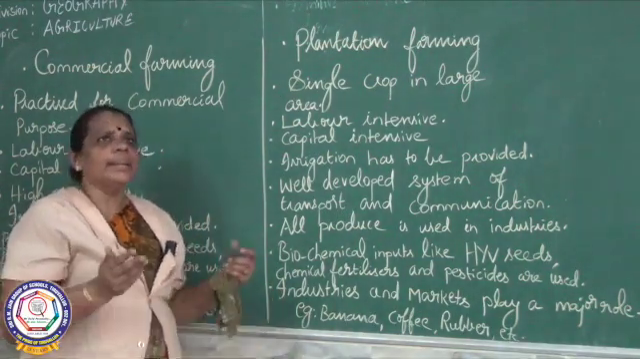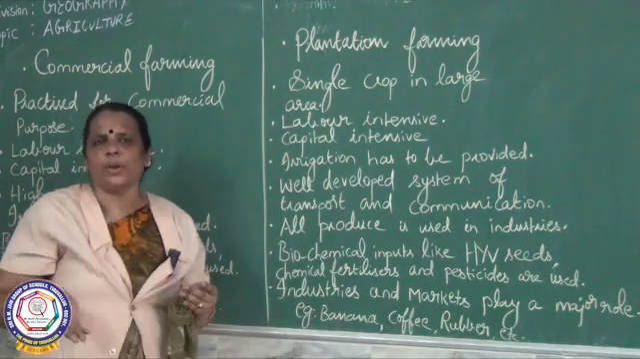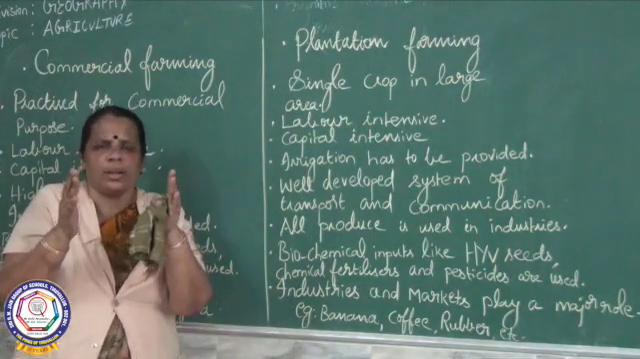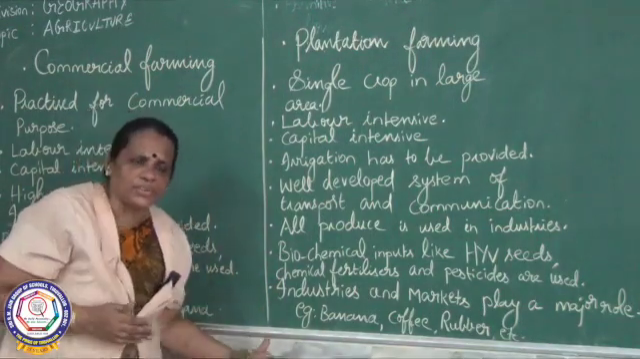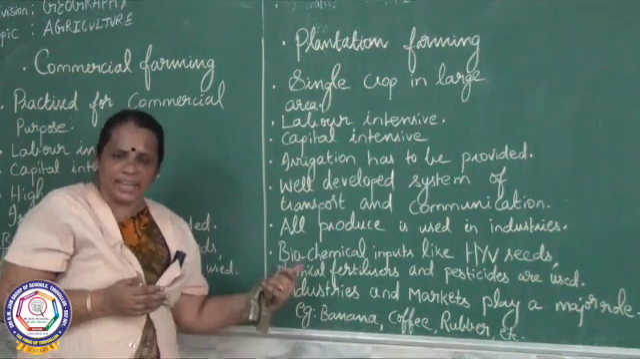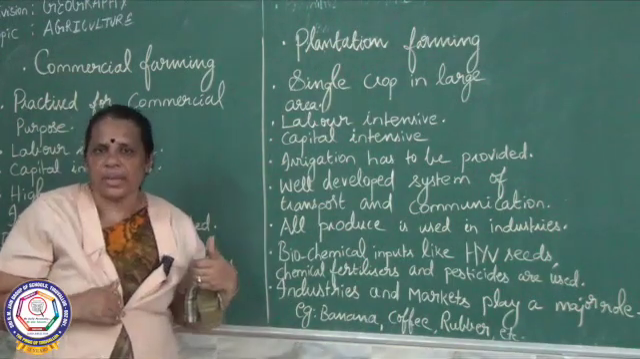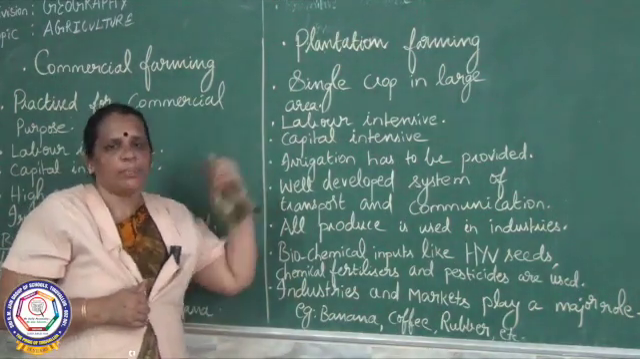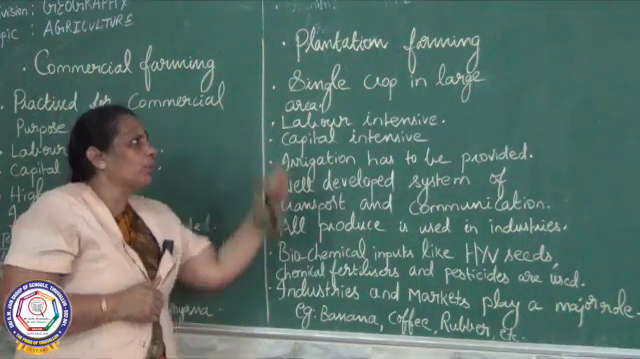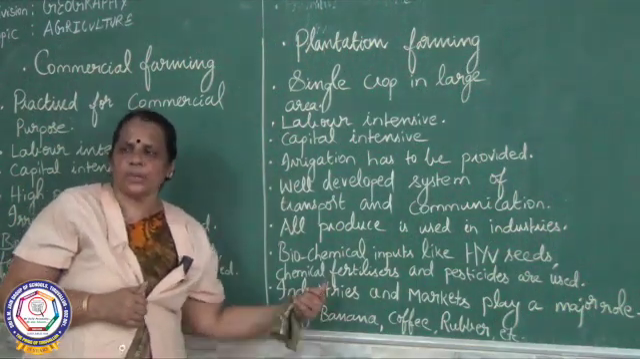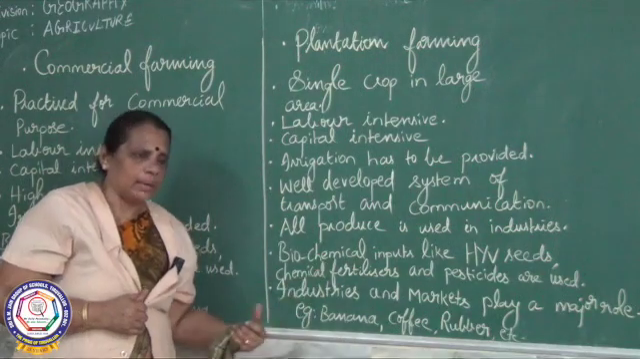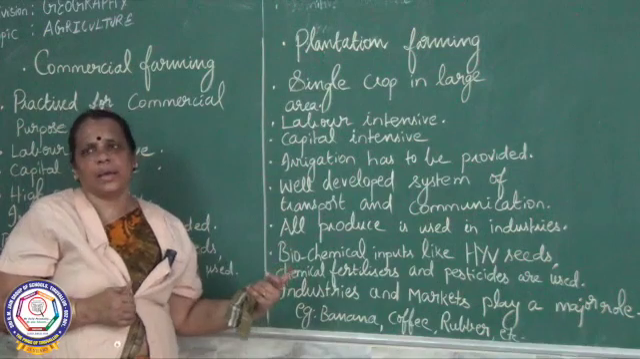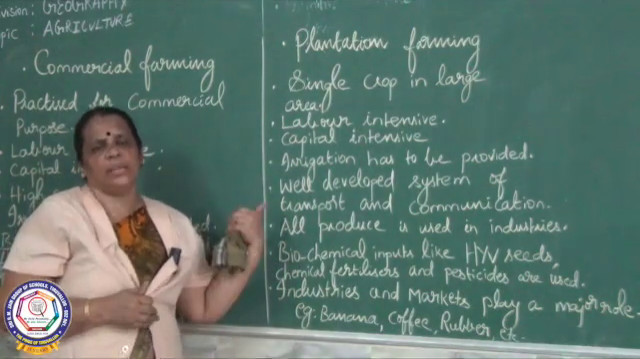And one more point, industries and markets play a greater role to promote plantation farming. Industries play a greater role in the development of plantation farming. At the same time, market facilities are also greatly required for the promotion of plantation farming. For example, the crops grown in plantation farming can be tea, coffee, banana, rubber, etc. All these are produced as plantation crops in plantation farming.